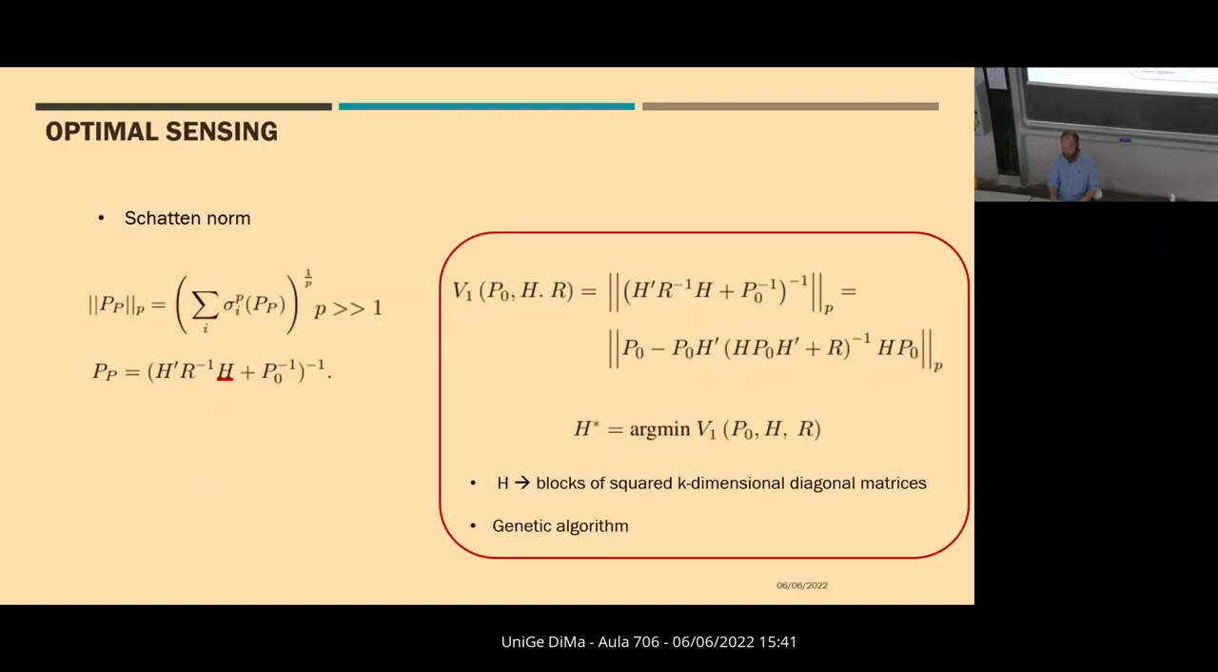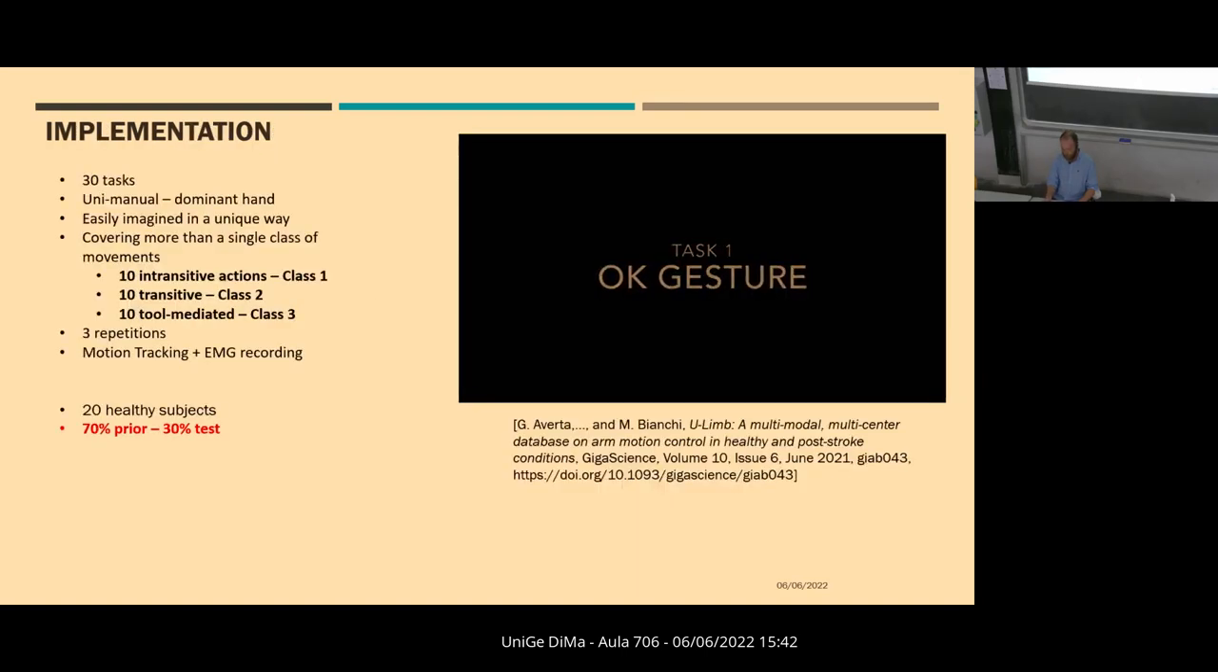So in our case, this is the problem that we would like to minimize. So we would like to minimize the a posteriori covariance matrix with H as the argument of the minima. In this case, we consider as a norm the Schatten norm, because we wanted to minimize the uncertainty of the estimation in the worst case. And we use a genetic algorithm to minimize this function. And this is what we did.